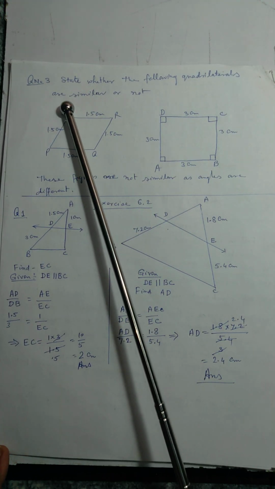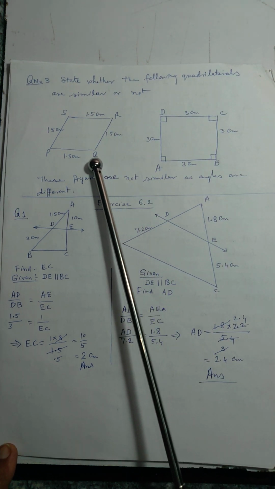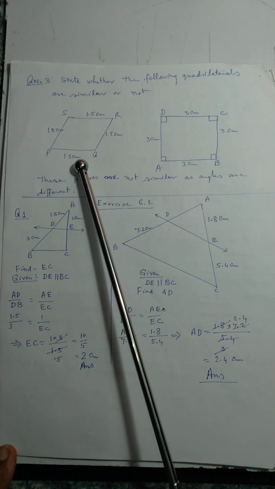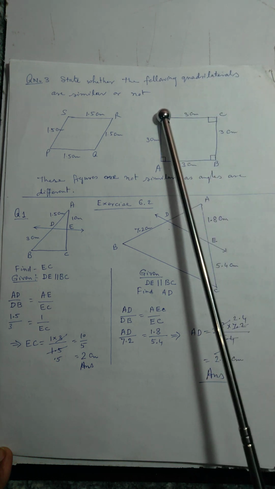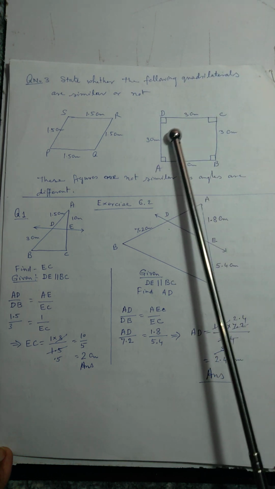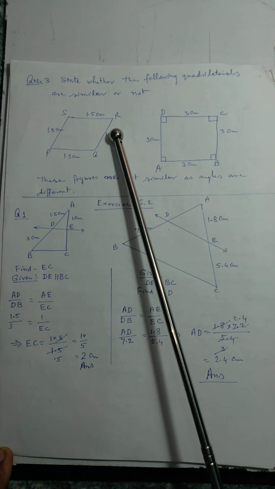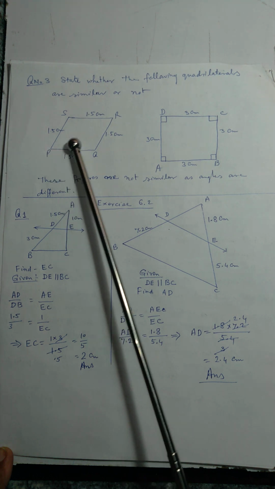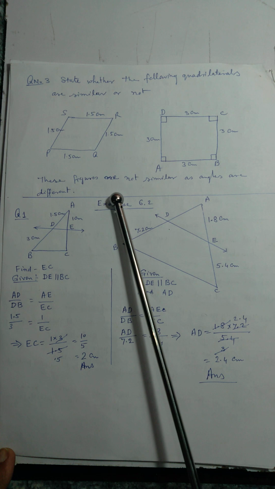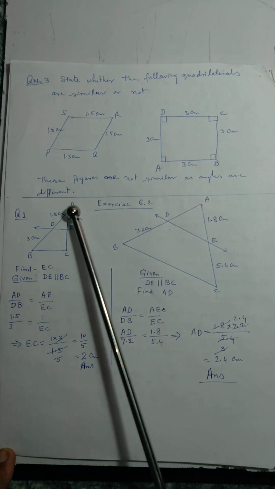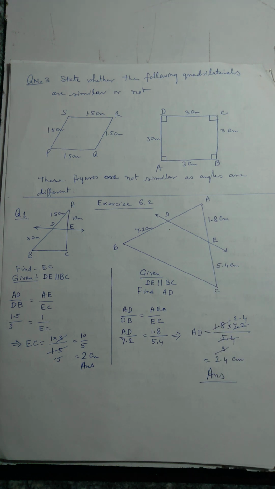Question number 3: state whether the following quadrilaterals are similar or not. Here PQRS is a rhombus and ABCD is a square, which means all sides are equal and all angles are equal to 90 degrees. Here the sides are equal, but only the opposite angles of the rhombus are equal, not all angles. So these figures are not similar as the angles are different. Now come to exercise 6.2.